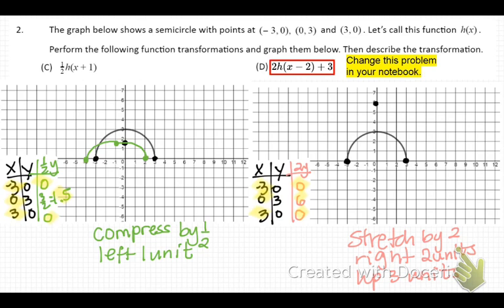Okay, and what else do I have to do? Go right 2 and up 3. So I'm going to do that all at the same time. Right 2 and up 3. Right 2 and up 3. Right 2 and up 3. So here is my stretched out graph like that, okay?